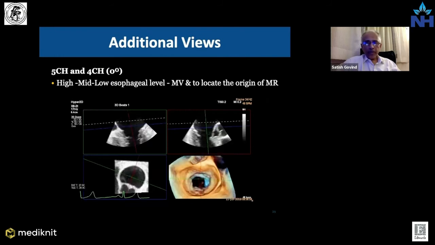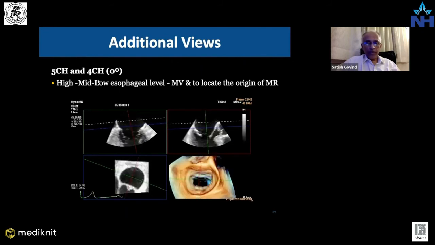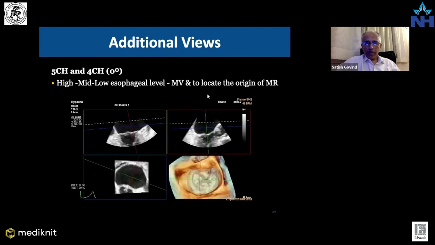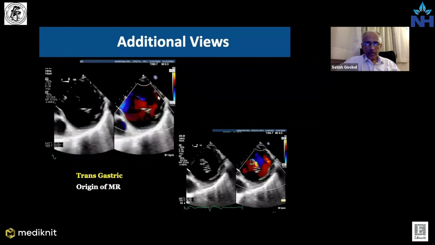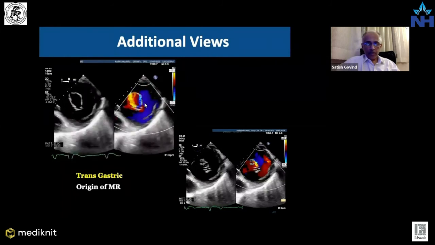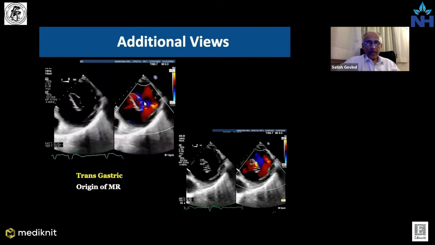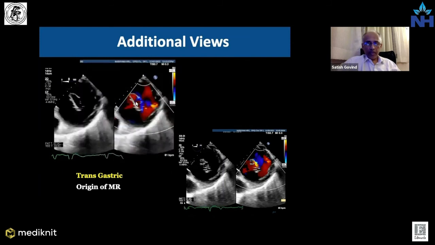And in case you require some additional information, you can move the probe to 5 chamber, or you can go a little lower down. So you have this high, mid, low esophageal level, and also to look at the mitral valve in different views. So this is something which you can always fall back on. And then additional views, transgastric. Once you push it into the stomach, the idea is to look again at the jet, where is it arising. So here you can see that the jet is coming from the A2P2 area.